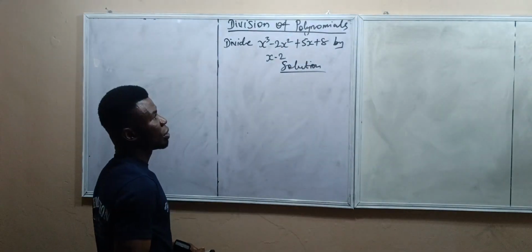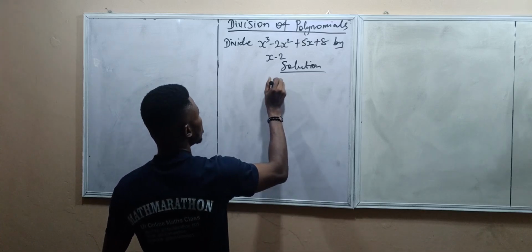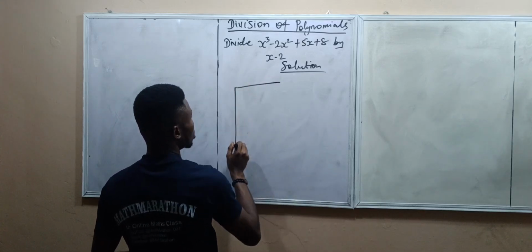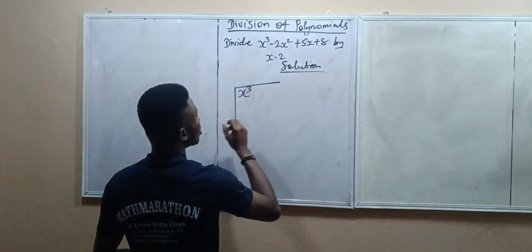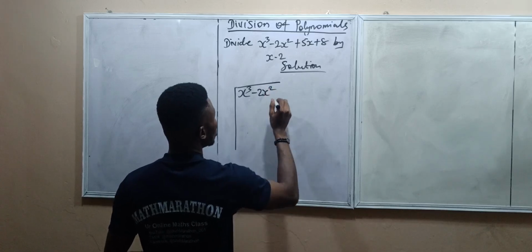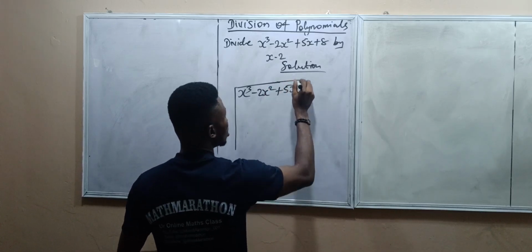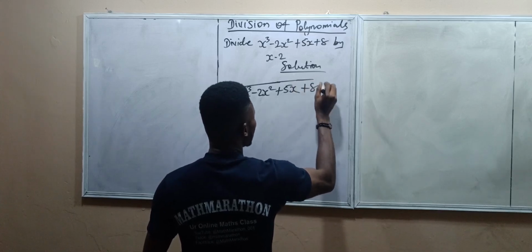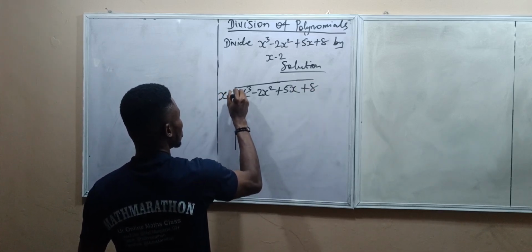To divide polynomials, we use the long division method. Put the polynomial inside the box: x cubed, minus 2x squared, plus 5x, and then plus 8. And then the divisor outside, x minus 2.